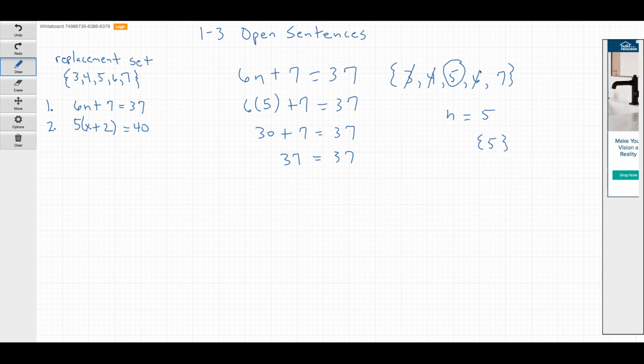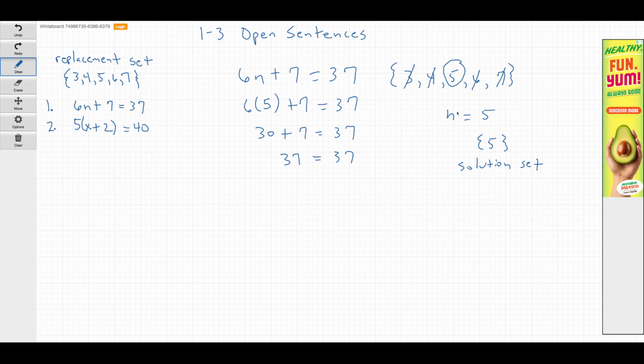So we know that these answers aren't going to work. We know that 5 is the only answer. So 5 is your answer, and that is what is going to be called a solution set. Basically, a set is a group of numbers together, like what you see here. The replacement set is the numbers that you're going to put into the equation to see which one works. And whichever one works is called the solution, and that is your solution set. So hopefully that helps when it comes to knowing about open sentences.